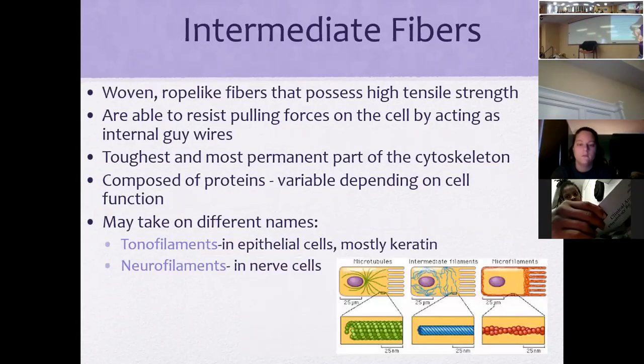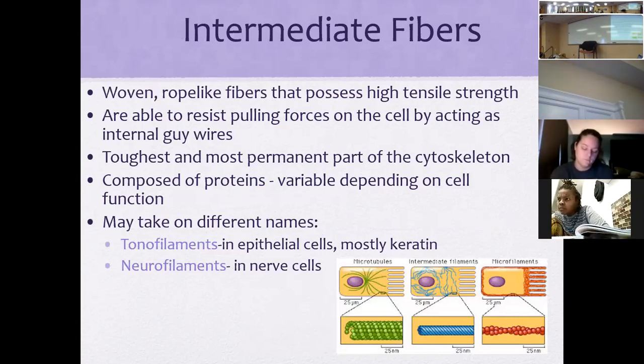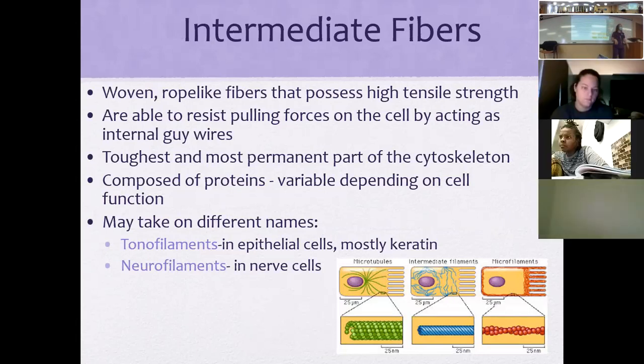The intermediate fibers, mama bear, these are the most permanent and these act, remember, like guy wires. They provide opposing force to help stabilize the shape of the cell.